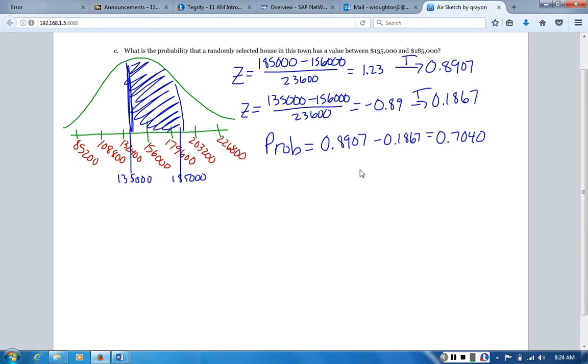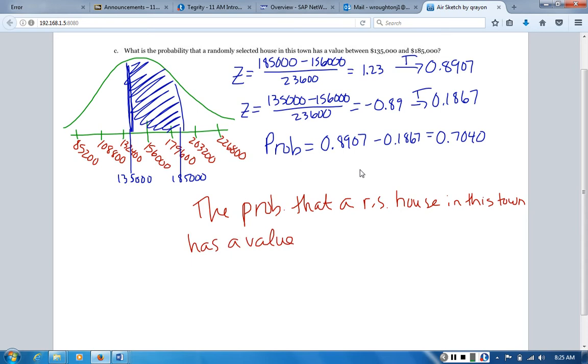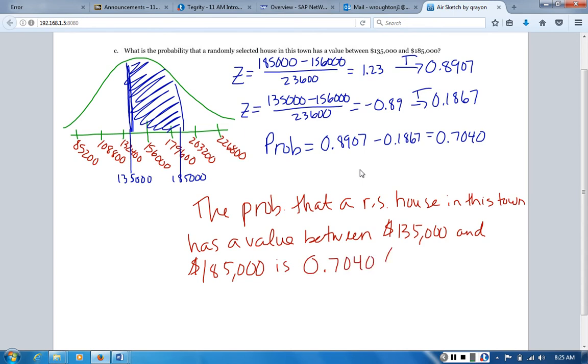And then finally, interpreting it. So we can say the probability that a randomly selected house in this town has a value between $135,000 and $185,000 is 0.7040, or what is 70.40%.